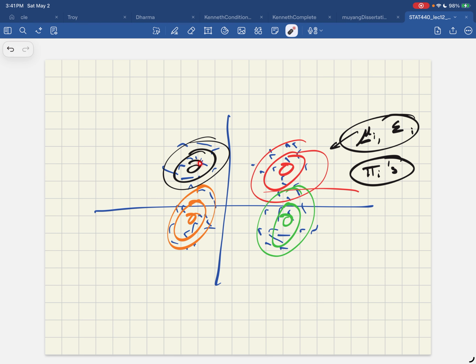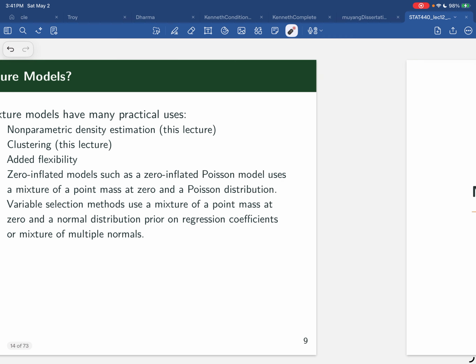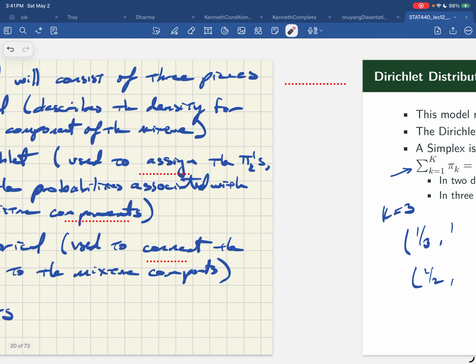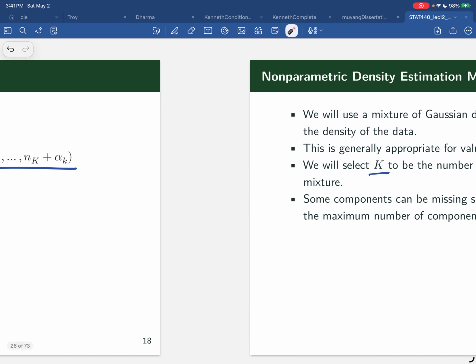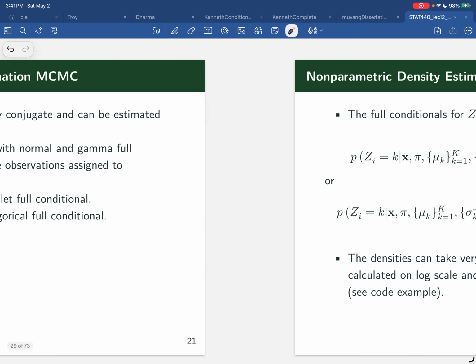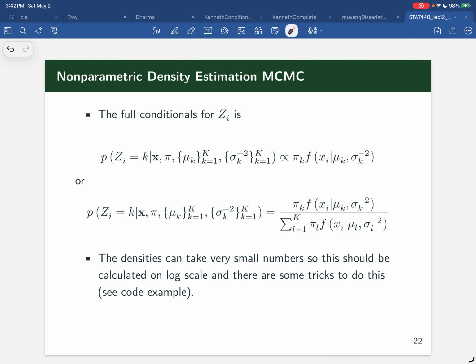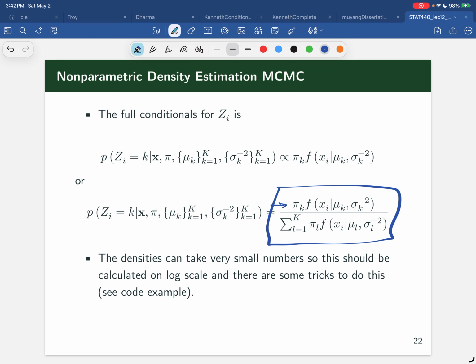So that's all that's happening here. If I go back to where I left off, this thing is just evaluating each of the densities at that one location and dividing by the sum of all of the densities evaluated at that location.